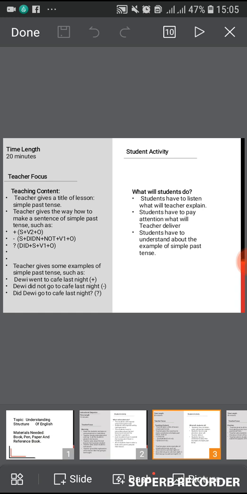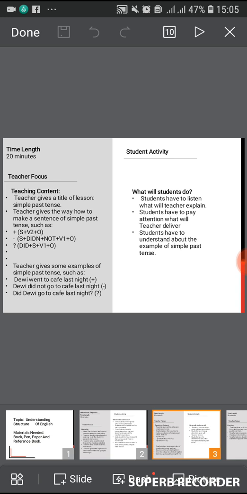For the third one, a teacher gives some examples of simple past tense, such as: Dewi went to KV last night. Dewi did not go to KV last night. Did Dewi go to KV last night? Here are some examples of simple past.